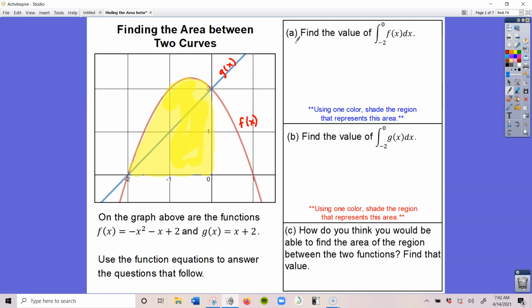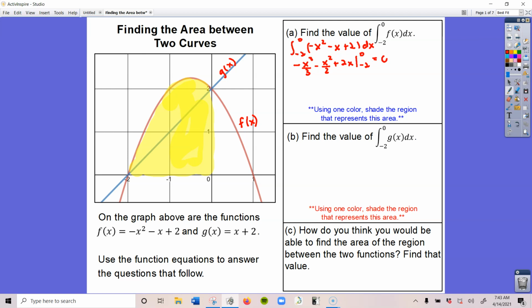So now let's work that out. We have the integral of f of x, which is the negative x squared minus x plus 2 dx. When we integrate, we get negative x to the third over 3 minus x squared over 2 plus 2x. And we're evaluating that from negative 2 to 0.